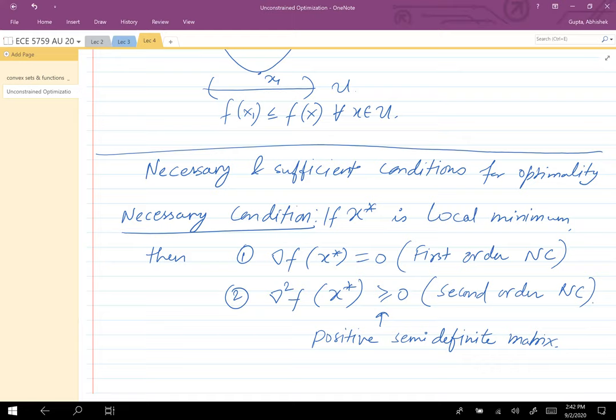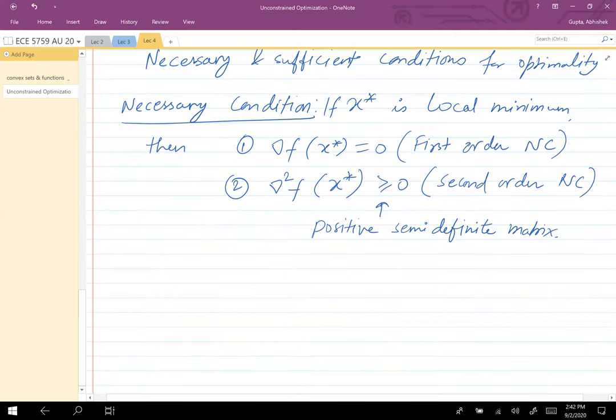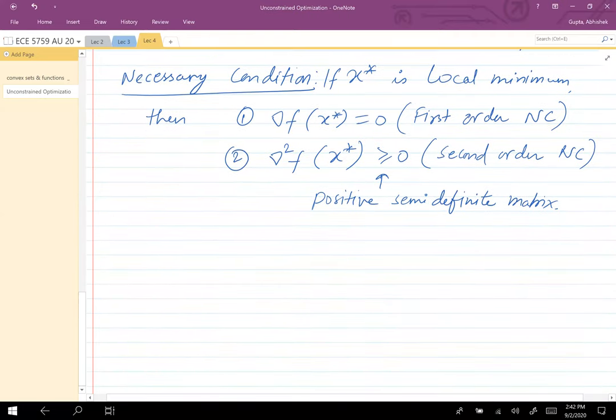Okay, so what this necessary condition says: suppose you are at a local minimum, then the first derivative of the function will be 0 at that local minimum, and the second derivative of that function will be a positive semi-definite matrix at that point, X star. That's the necessary condition for optimality. And let's look at the sufficient condition for optimality. We'll go through the proof in the next class.